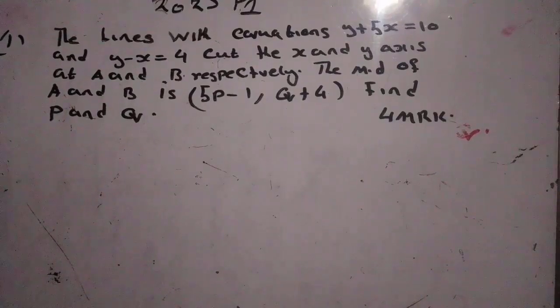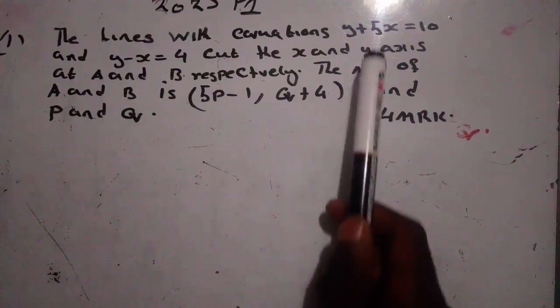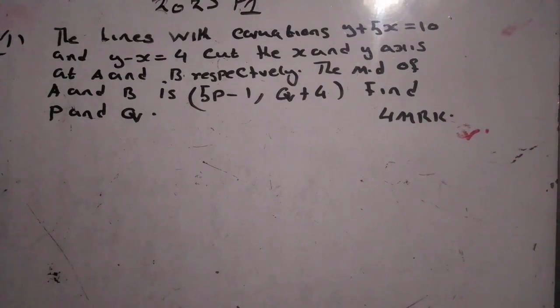So this was question 1 in the 2025 additional mathematics paper. The question was phrased like this: the lines with equations y plus 5x is equal to 10 and y minus x is equal to 4 cut the x and y axis at A and B respectively. The middle point of A and B is (5p minus 1, q plus 4). Find p and q. This carried 5 marks.